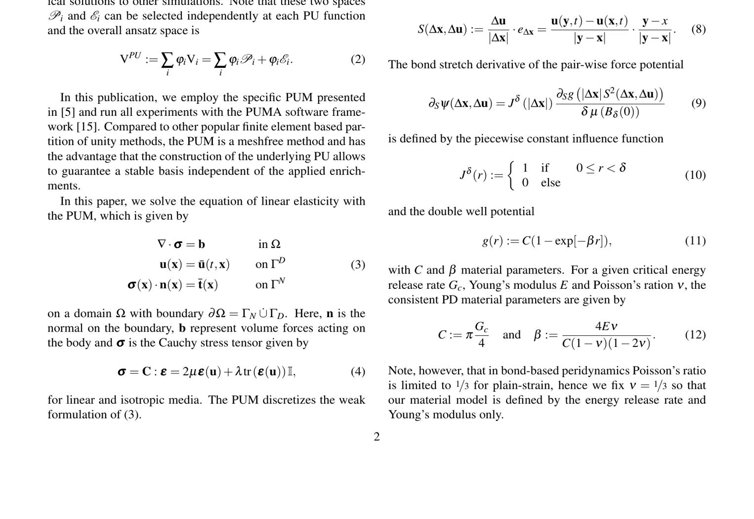The equation of motion in PD is defined by the pairwise force density, which encodes the PD material model. The bond-based softening model is employed, where the pairwise force density is determined by the derivative of the pairwise force potential. The paper uses a specific PUM presented in a previous work and runs all experiments with the PUMA software framework. The PD material model is defined by the energy release rate and Young's modulus, with Poisson's ratio fixed at 1/3 for plane strain. This combined simulator offers a powerful tool for modeling complex material behavior and simulating fracture mechanics.